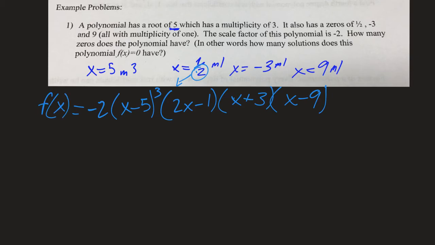How many zeros does this have? Well, let's just count them up. 1, 2, 3, 4. So we've got 4 unique zeros, which means there are 4 solutions. And one of them is a repeat. That 5 is actually happening 3 times, but there are 4 zeros, and the 5 repeats 3 times.